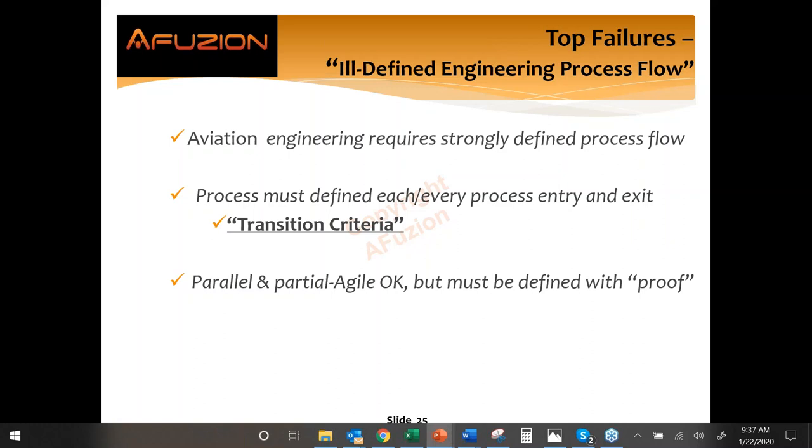Now, increasingly in aviation, we do training on agile and improved processes. We like agile, but not hacking agile. Agile has a capital A for a reason. There's a formality. So a parallel process, you have to have it. The pure waterfall simply takes too long. Today's market pressure, your schedule, you don't have enough time. So we like agile, but partial agile. It must be defined with those transition criteria, okay?